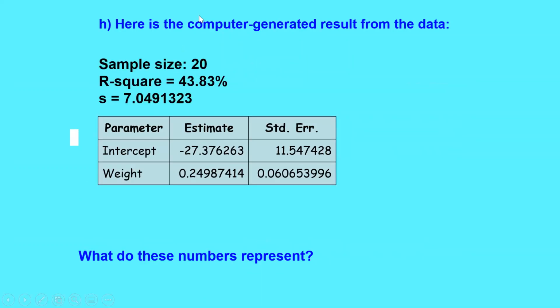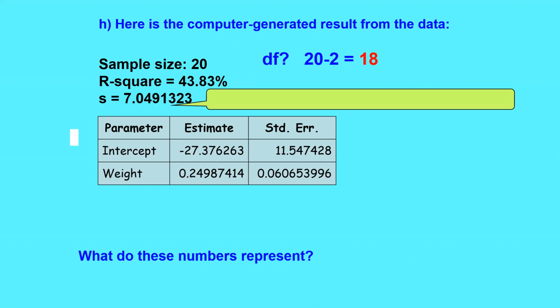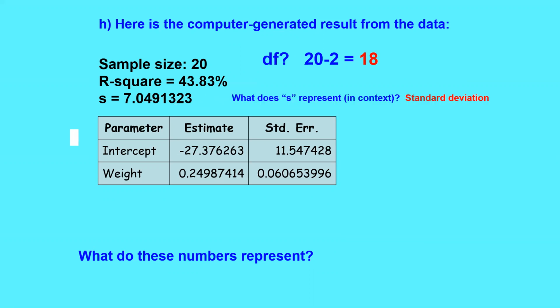So here's a computer generated result from the data. Let's remind you how we can write the least squares regression line from computer generated output. So what are the degrees of freedom? Well, we can check sample size minus 2, that would be 18 degrees of freedom. R squared is what's called your coefficient of determination. It's normally written as a decimal, 0.4383, and you can change it to a percent. Little s is your standard deviation.